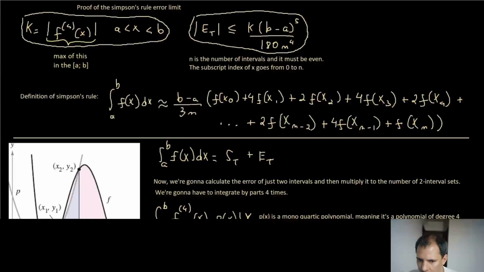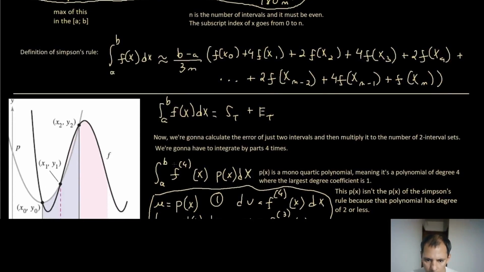So there's this formula here, the integral of the fourth derivative of x times p of x, the integral from a to b. This a to b here is just going to be one interval subset. So actually, this a to b here means from x0 all the way to x2, so it's going to be x0, x1, and x2. That's all. This is just for one interval, actually for a two-interval set, because in Simpson's rule, you're not working with just one interval, you work with sets of two intervals at a time. So that's what this is in here.